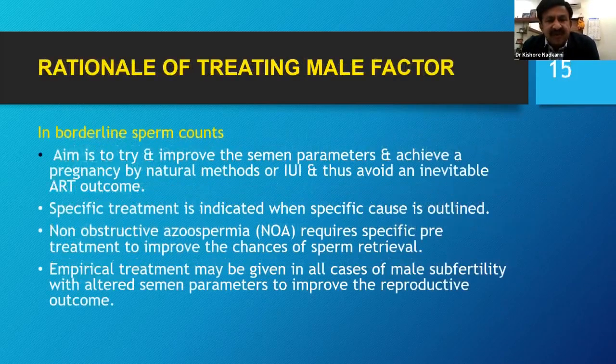Now, what is the rationale of treating male factor? The rationale is that in borderline sperm counts, the aim is to try and improve semen parameters and achieve a pregnancy by natural methods or IUI, and thus avoid an inevitable ART outcome.